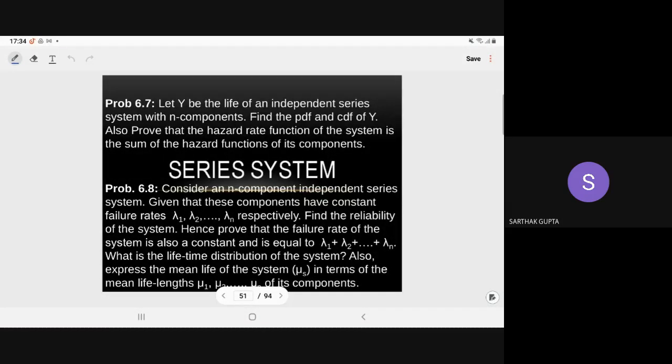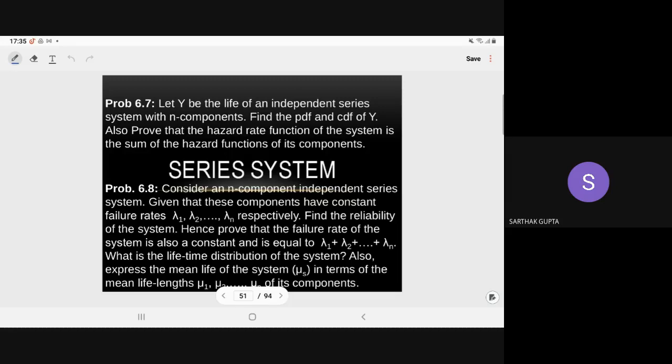What is the series system? Then I will tell you problem number 6.7 from your book and problem number 6.8. So let Y be the life of an independent series system with n components. Y is the lifetime of the system in which n components are arranged in series. Find the PDF and CDF, and also prove that the hazard rate function of the system is the sum of the hazard rate functions of its components.